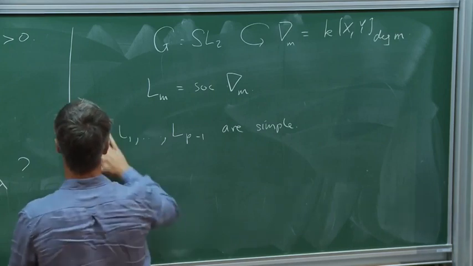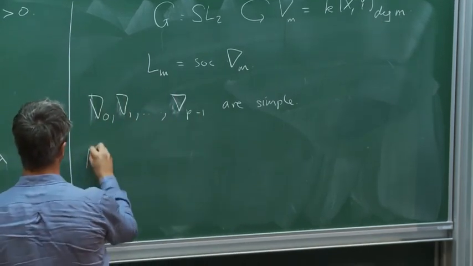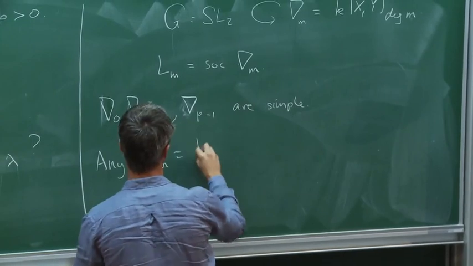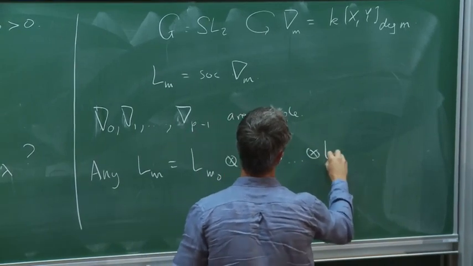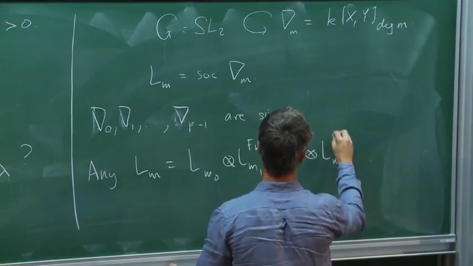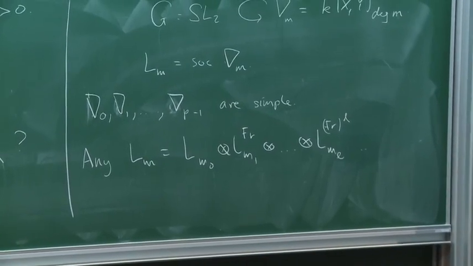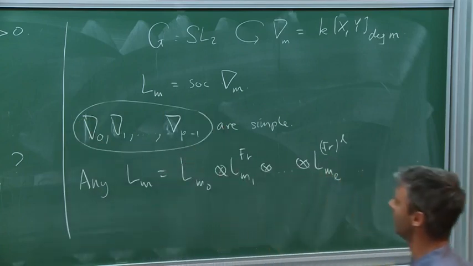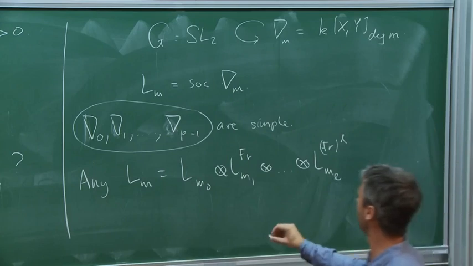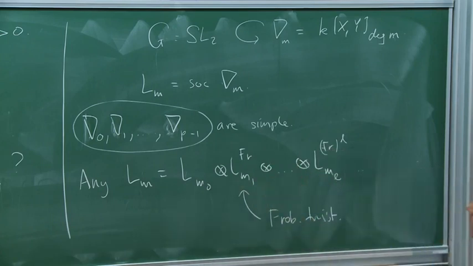These are all simple, and any L of M is L of M0 tensor L of M1 Frobenius twist tensor and so on. It's actually a general theorem in this context, though. Yes, so I'm just trying to give this as an example of a general theorem. So we have these building blocks, finitely many building blocks, where finite depends on P, and we can write this with the Frobenius twist, so pulling back this representation under Frobenius. So this for SL2 you can do as an exercise.